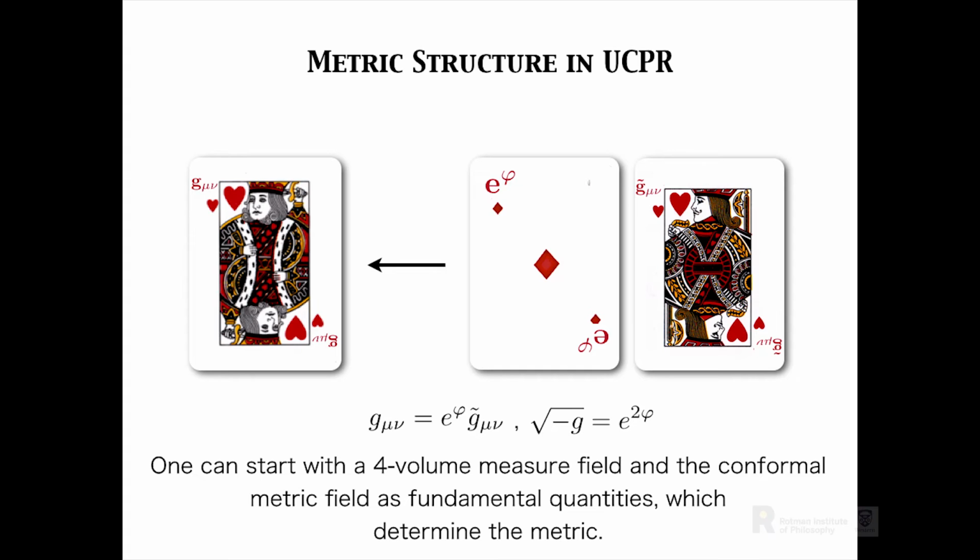Okay. Now, I already told you that we can split the metric into this sort of conformal metric and the conformal factor up front, which is related to the determinant. In general relativity, those two things are densities. In unimodular formalism, and specifically in UCPR, the scalar factor up front is a scalar. It transforms as a scalar, and the conformal metric is a tensor. And you can treat them as independent fundamental fields, and you can construct the metric from those two.